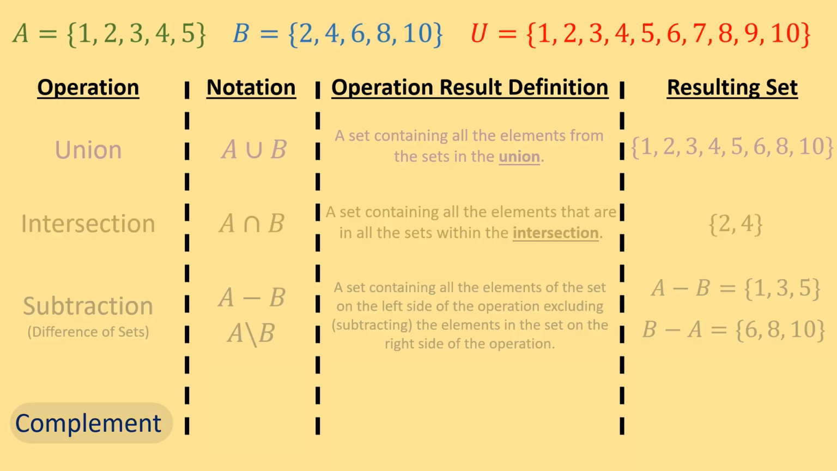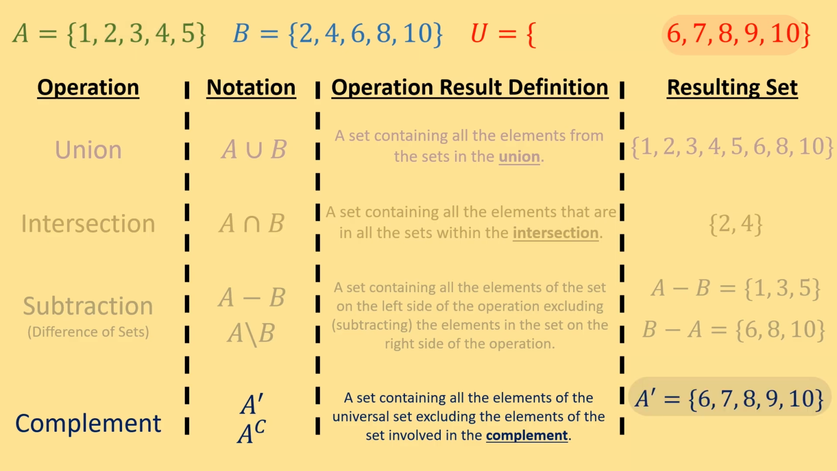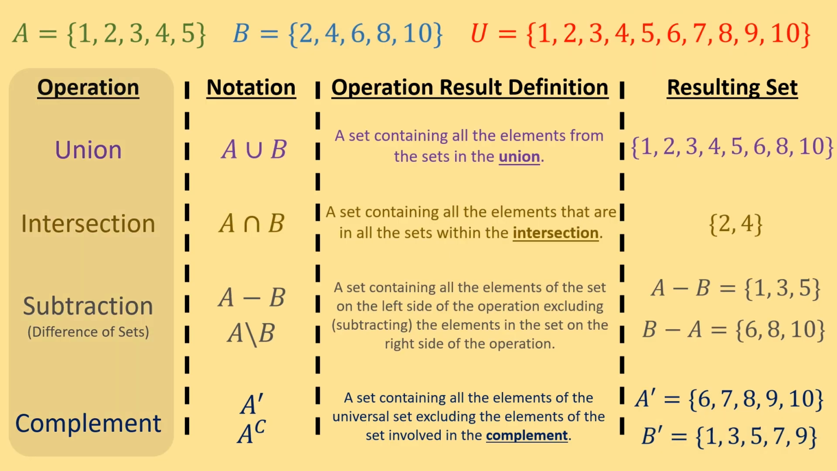Finally, let's talk about complements. The complement of set A is normally denoted with either of these two forms. The complement of set A is all the elements in the universal set U, dropping all the elements of set A. So pretty much the set U subtracting all the elements of A. Our universal set contains all the integers 1 through 10, so if we drop all the elements of set A, we are left with this. This is the complement of set A. In a similar fashion, we can find the complement of set B by dropping all the elements of set B from the universal set and getting this result. Those were the four set operations we are interested in exploring.